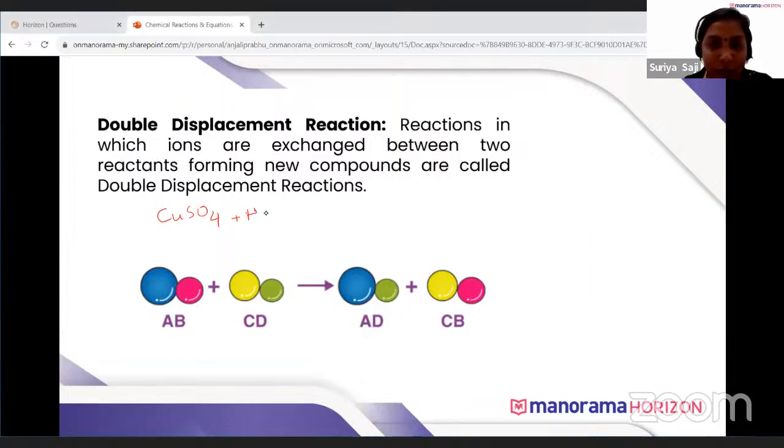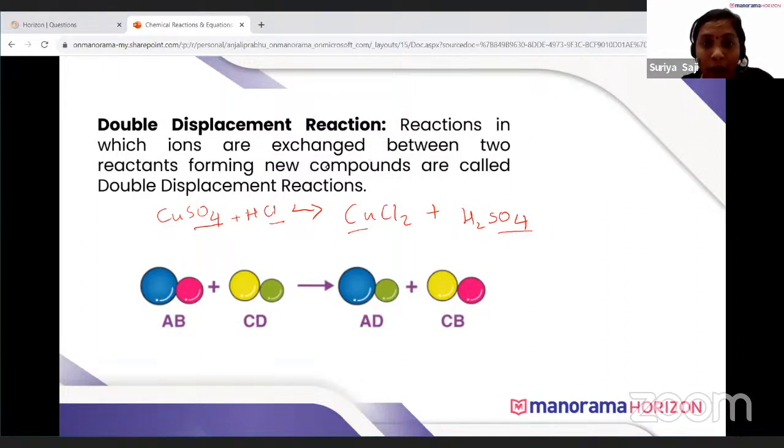Okay, CuSO4 plus HCl. We will get CuCl2 plus H2SO4. So we can see here the sulfate ion was with copper initially. Now it is with hydrogen. So there is an exchange of ions. Cl was with hydrogen initially. Now it is with copper.